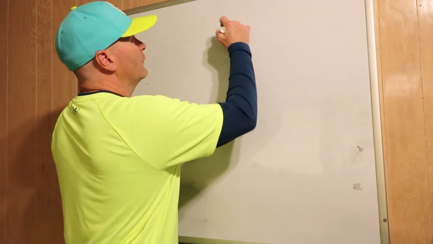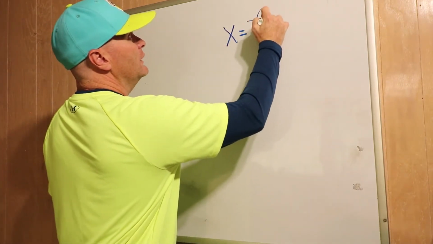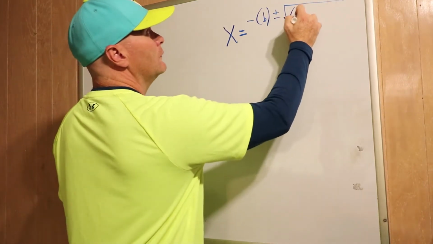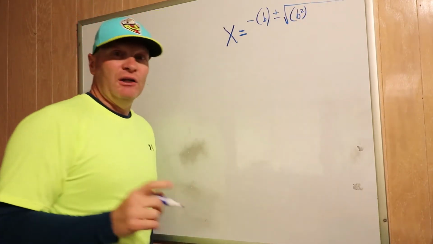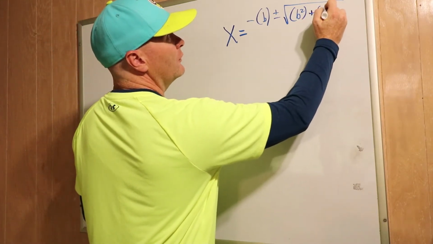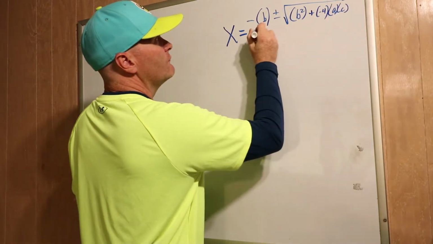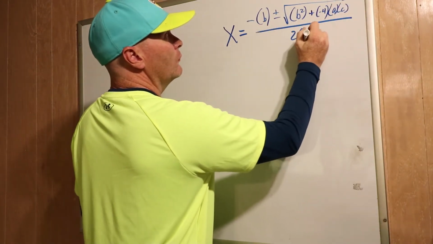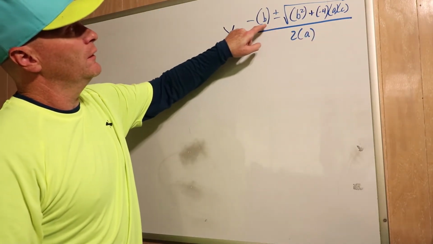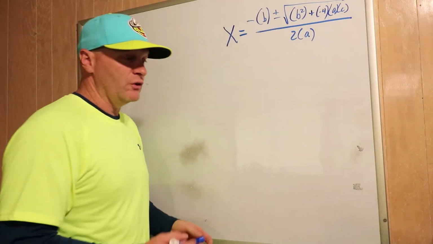So remember, this is the quadratic formula. X is negative b plus and minus square root b squared, and I'm going to change this a little bit. I'm going to change it to plus negative 4 times a times c, all that over 2a. Okay, notice I put a lot of parentheses in there. If you put the parentheses, that's going to help you avoid some of these common mistakes we're seeing, okay?